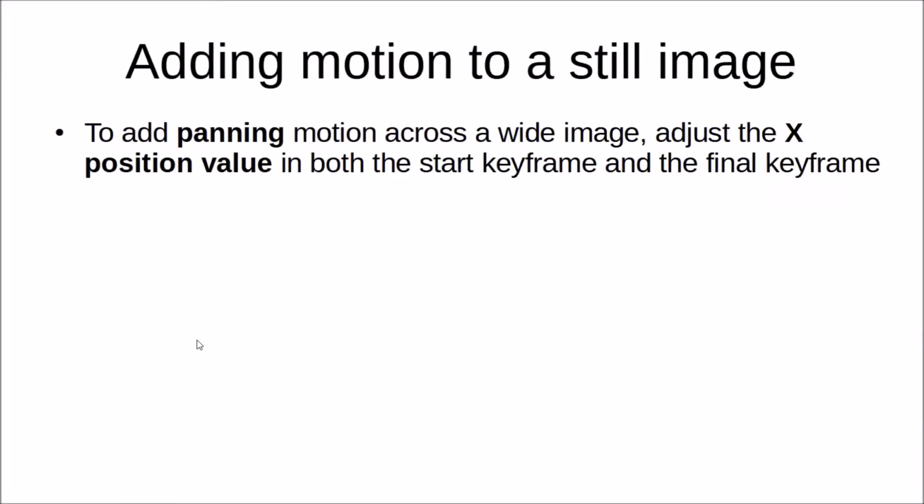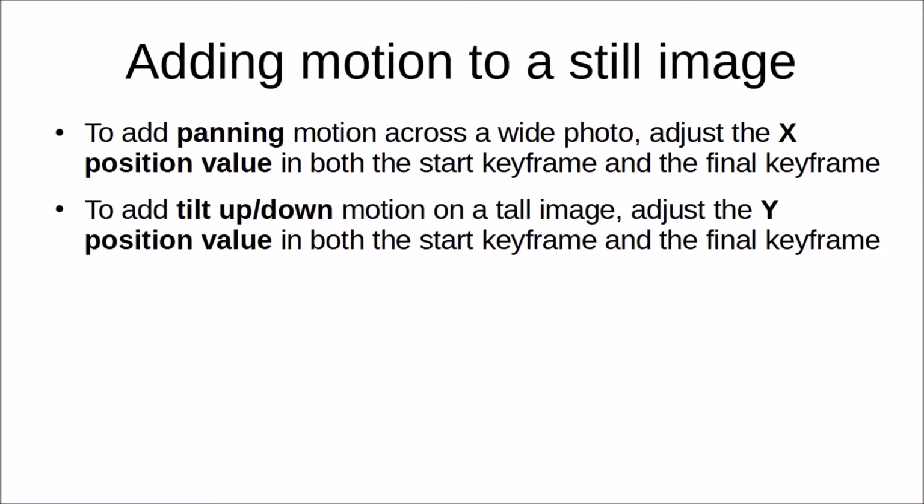Now, panning. What we do to pan is, first of all, we do a little bit of magnification, because we've got to have room on the left and the right to move that rectangle. And then we set an X position that is at the far left of the scene for the first keyframe, and for the final keyframe at the far right. We don't have to change the Y position value, the up and down. To do that would introduce a tilt rather than a pan.